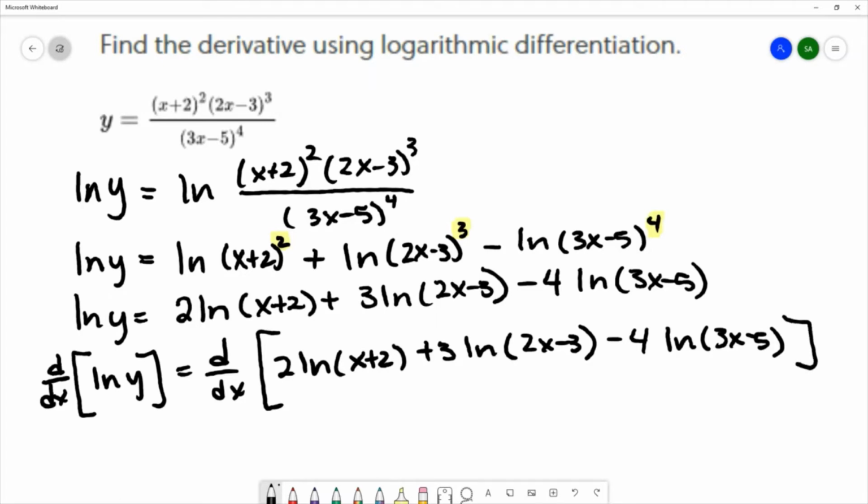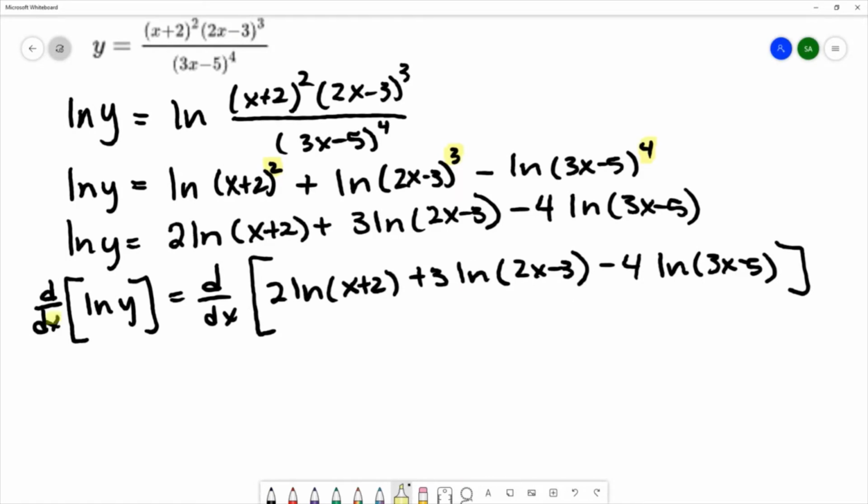So on the left, our variables don't match. Because they don't match, we're going to have to use the chain rule. And we're also using the derivative rule for natural log. The derivative rule for natural log is the derivative of the inside over the inside. And we're going to do the same thing on the right-hand side. However, on the right-hand side, the variables do match, so we're going to actually be able to calculate those derivatives.